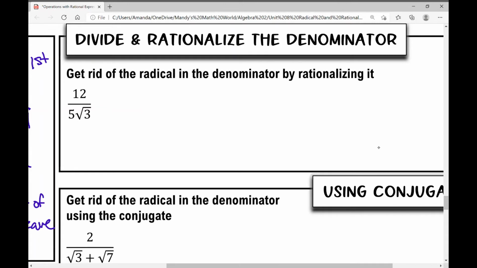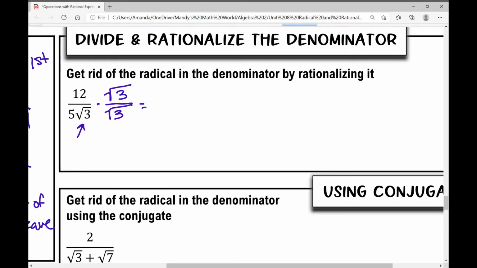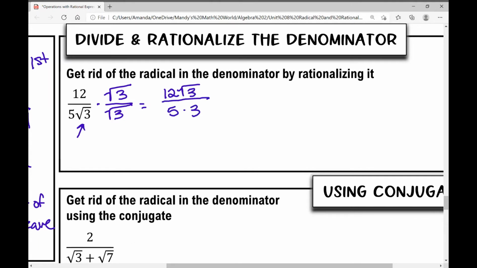Well, whatever the radical is, if you multiply the numerator and the denominator by that radical, what does that do? It gets rid of the radical in the denominator, right? Because the square root of 3 times the square root of 3 is just 3. So watch how I do this. 12 times the square root of 3 over 5 times 3 equals 12 times the square root of 3 over 15, right?